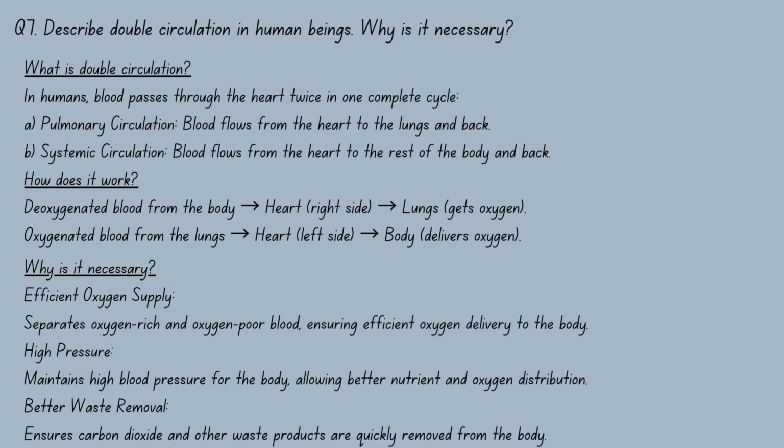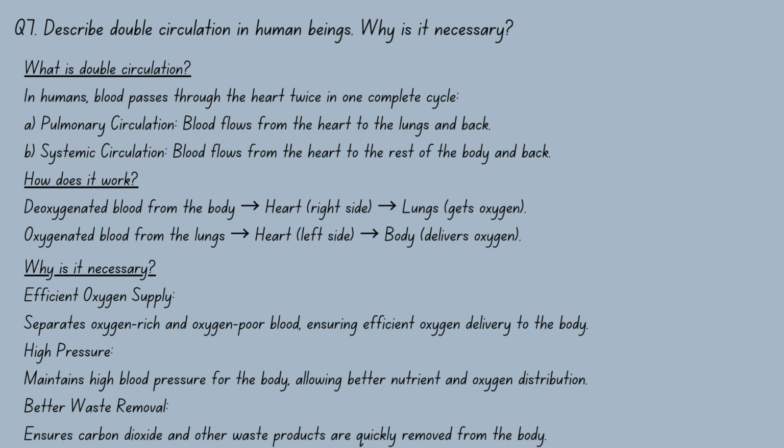Question 7. Describe double circulation in human beings. Why is it necessary? Students, first of all, we should know what is double circulation. In humans, blood passes through the heart twice in one complete cycle. A. Pulmonary circulation. Blood flows from the heart to the lungs and back. B. Systemic circulation. Blood flows from the heart to the rest of the body and back.